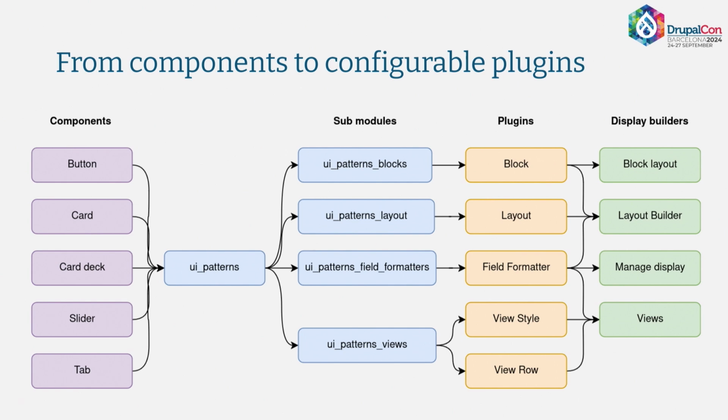We have the display builder on the right. Block layout, layout builder, manage display, views. There is also contrib solution from Drupal contrib. There is also CK editor 5 with kind of display builder on its own. Those display builders, what they need to work are plugin, configurable plugins. They need blocks, layout, field formatter, view style, and view rows. So what we do is we load all the SDC components, we transform them into configurable plugins, all of them, and now they are available in the display builders.